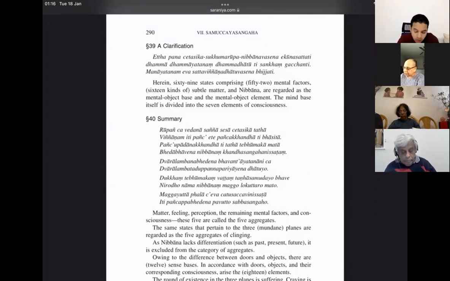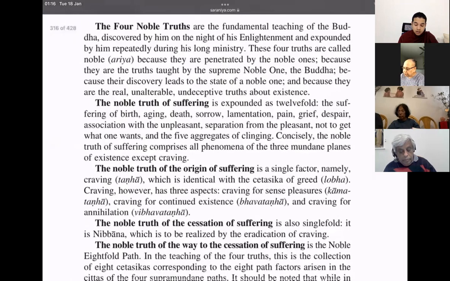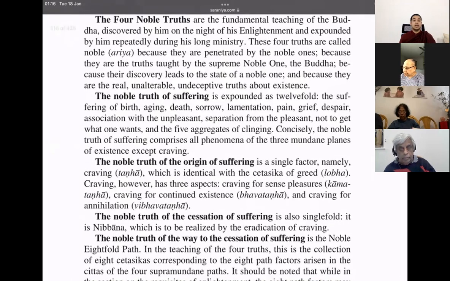Right. What is Vibhavatanha? Kama tanha is a craving that we have towards the sensual pleasures. Bhavatanha is a craving that we have towards the need to exist again and again and again. To be. Now here the word bhava is translated as to be.